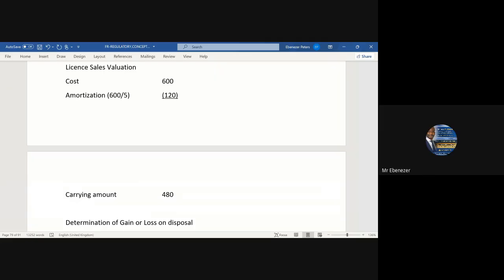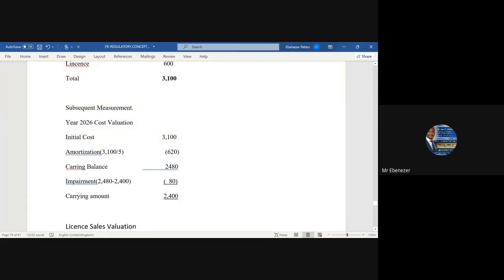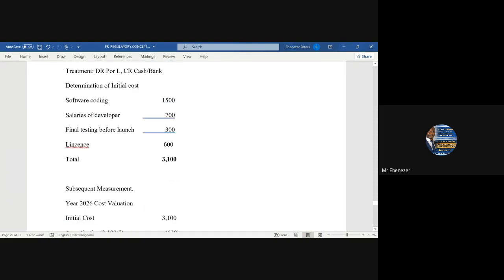Look at it this way. There are two ways to it. Number one, this particular asset that you are selling is already in your assets. That also is already in the class of your asset. Look at it here. This is our initial cost. Did you see it here? This place that we got 3,100. Is that also?